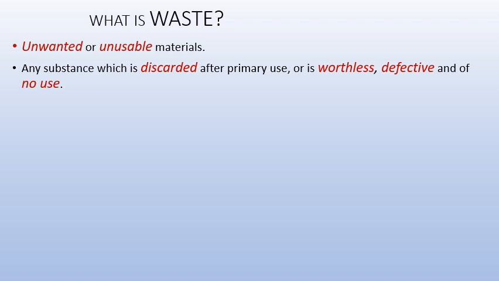What are other things which can be classified as waste? Any substance which is discarded after primary use or is worthless, defective, and of no use. You take a dot pen, once the ink is complete, once the primary use is over, it automatically becomes worthless. You buy a t-shirt, you use it for 2 years, 3 years, then the stitches go off or it's torn or there are some holes in it. You try to stitch it or make it better and you reach a point where it can't be made better. It is classified as defective and hence you can't use it. There's no use and hence it is discarded.